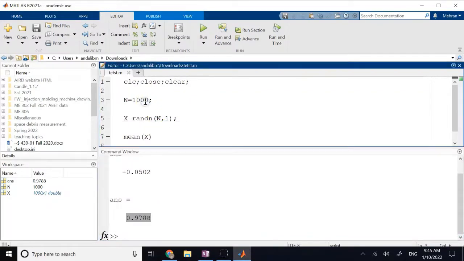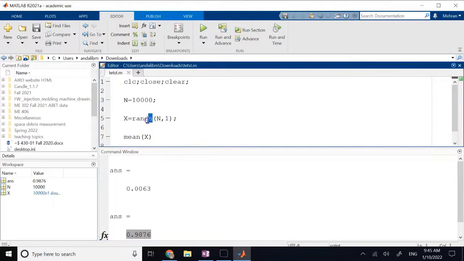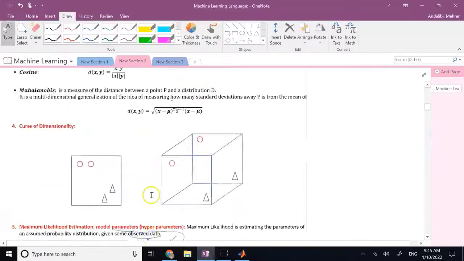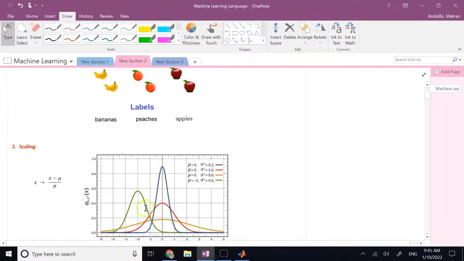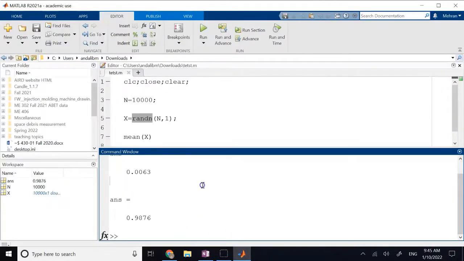It says the average is negative 0.05 and the standard deviation is 0.9798, something like that. Now, if I do a little bit more data, look. The average is very close to 0, 0.006, and the standard deviation is almost close to 1. And those are the exact numbers. If you look into the help, mu for randn is 0 and sigma is 1. Very similar to this guy that we talked about, right? The normalized Gaussian function, mu of 0 and sigma of 1. That's what the randn command is.